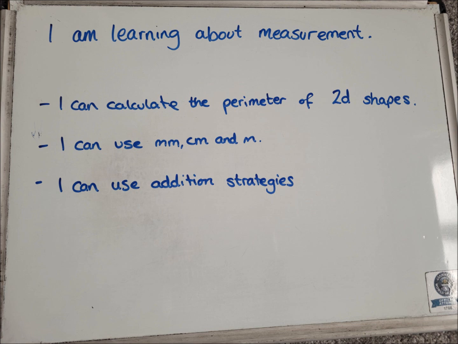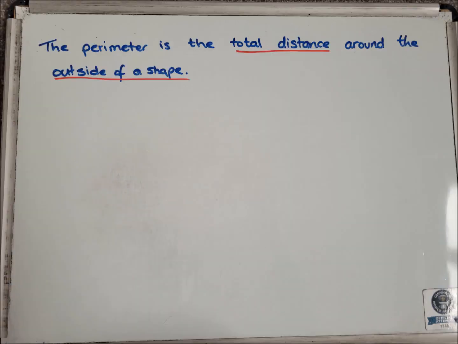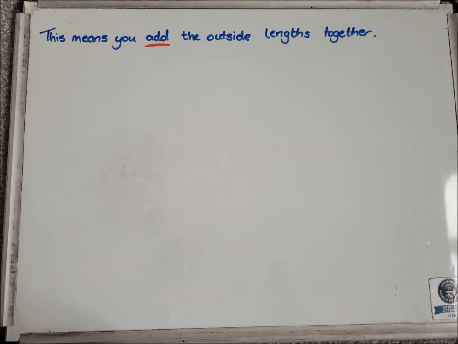So the main word of today is perimeter. So what is a perimeter? The perimeter is the total distance around the outside of a shape. This means that we add the outside lengths together.